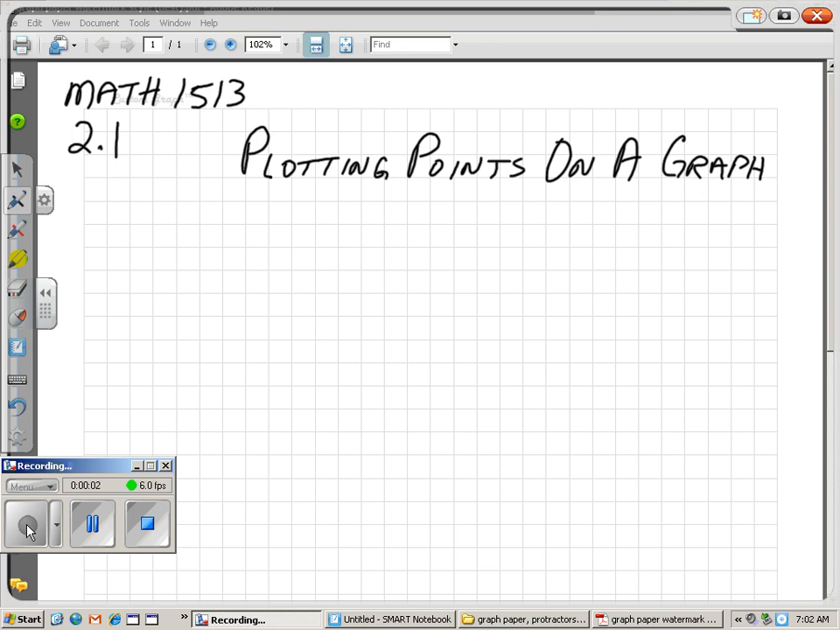Okay guys, this is Northern Oklahoma College Algebra, Math 1513. I'm doing section 2.1 out of the book. We're going to talk about plotting points on a graph.